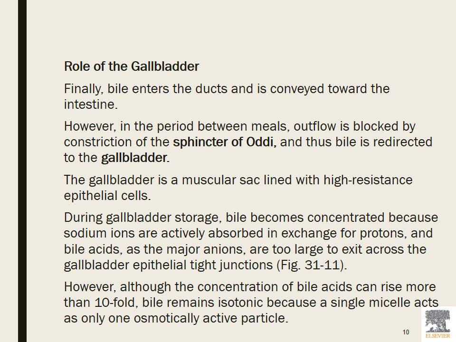During gallbladder storage, bile becomes concentrated because sodium ions are actively absorbed in exchange for protons, and bile acids as the major anions are too large to exit across the gallbladder epithelial tight junctions. However, although the concentration of bile acids can rise more than 10 times, bile remains isotonic because a single micelle acts as only one osmotically active particle.